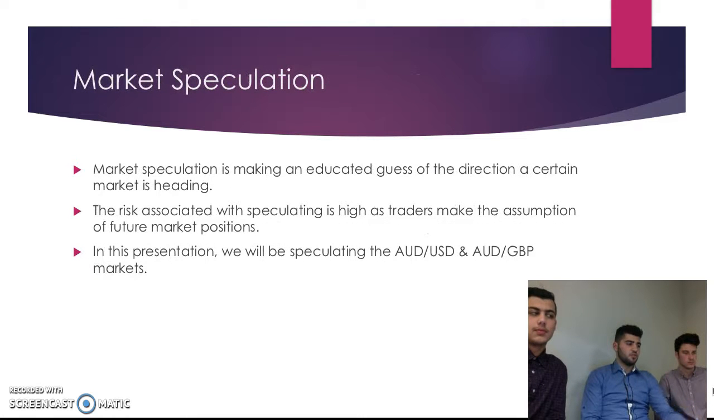Market speculation. Market speculation is making an educated guess of the direction a certain market is heading. The risk associated with speculating is high as traders make assumptions about future market positions. In this presentation, we'll be speculating on the AUD and USD and the AUD and GBP markets.